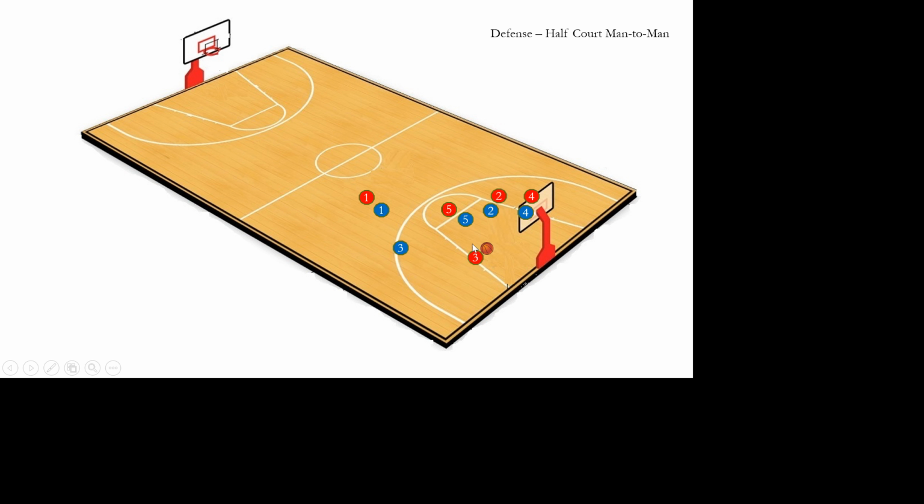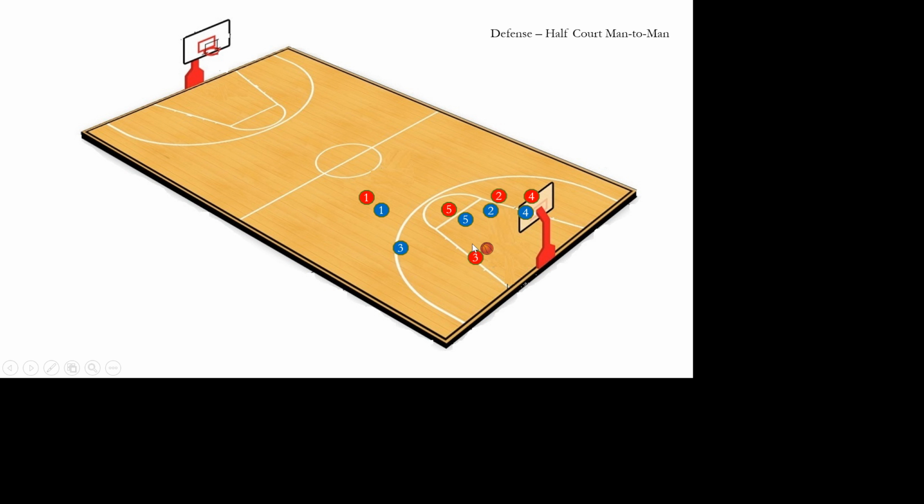So that's man-to-man defense. Let's talk about half-court zone. We're going to play a 2-1-2. It's 2 up top, 1 in the middle, 2 down low. Sometimes this is called a 2-3, depending on where 5 actually is here. But we're going to refer to this zone as Wichita.